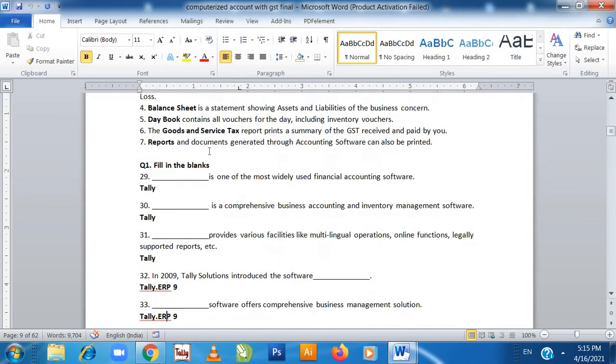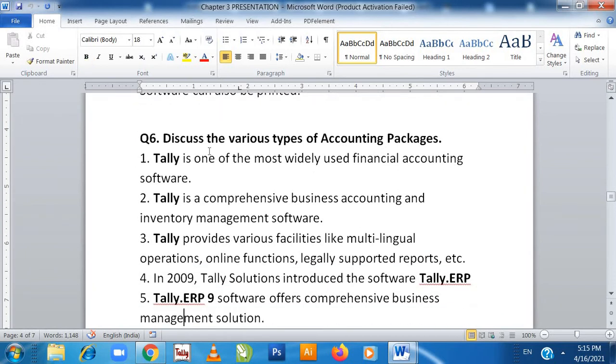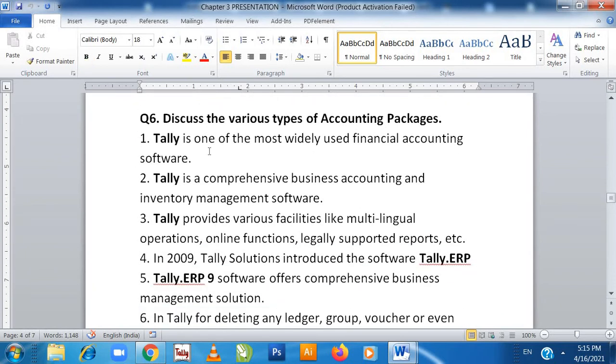Now I'll come to another question, that is, discuss various types of accounting packages. Now there are various accounting packages available in the market to do accounting entries. The most popular is Tally, one of the most widely used financial accounting software. Tally is a comprehensive business accounting and inventory management software where you can do inventory as well as accounting. Tally provides various facilities like multilingual operation, but it comes in various other languages also.